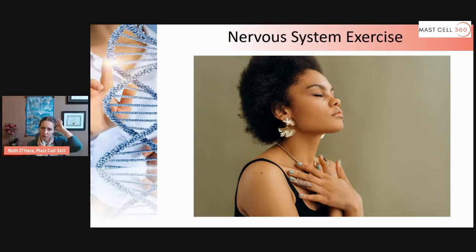I love her facial expression. Do you see how relaxed her eyes are? Do you see how soft her face is? That's one of the ways you can monitor yourself for your nervous system, in addition to your breath.